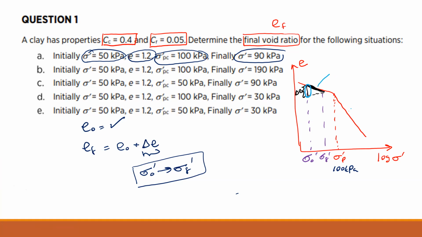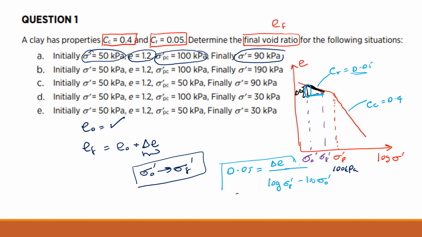Why is that? We know these gradients are given to you. Slopes, this CC and CR is given. So CC is this one, isn't it? CR is this. So CR is 0.05, CC is 0.4. So if you know the gradient, this is the tan theta. Tan theta is the opposite over the adjacent. So if you write here 0.05 is equals to opposite, which is delta E, divided by the adjacent. Adjacent is this one, isn't it? So adjacent is log minus log.